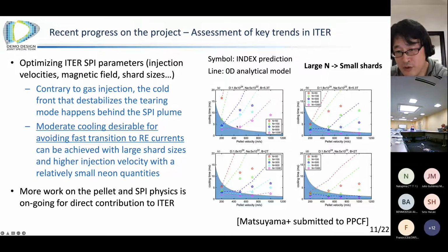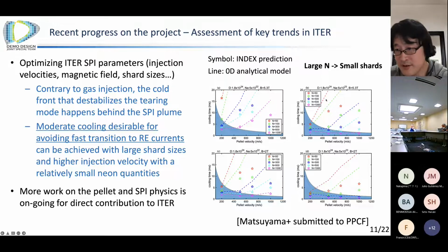This blue hatched region means the time for the pellet charge to reach the plasma center. So this white region means the parameter region where the pellet can reach the plasma center before the thermal quench happens. This means this white zone is very optimum for the laser density for the runaway current avoidance.